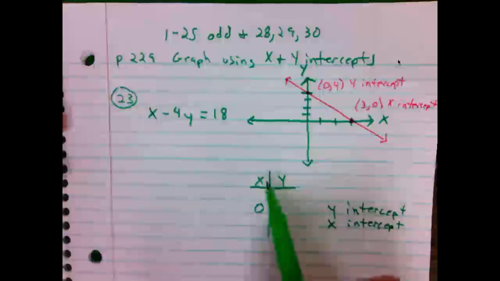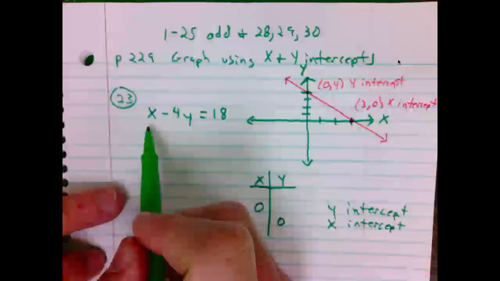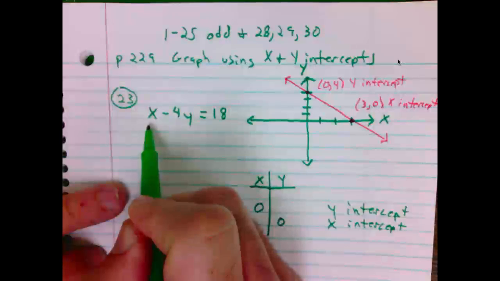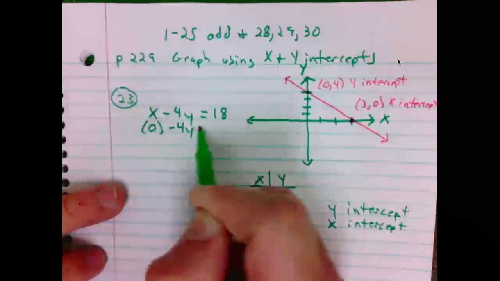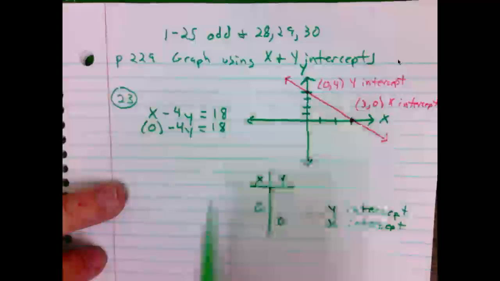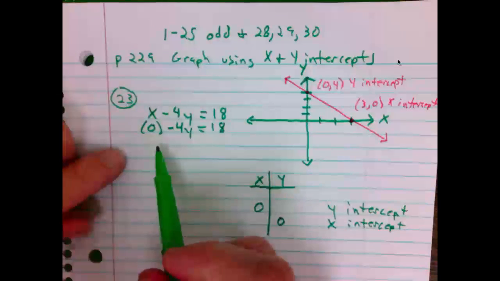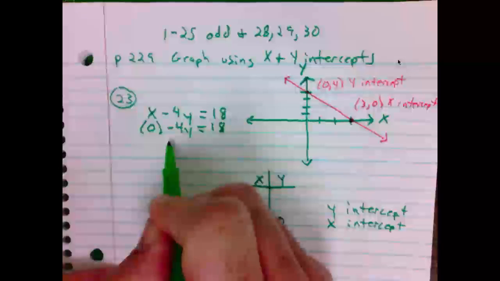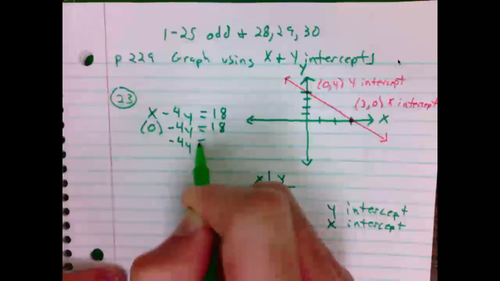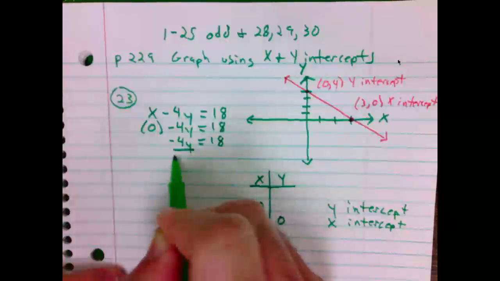Okay, I will begin by substituting 0 in place of x. So this equation becomes 0 minus 4y equals 18. Well, you can already see the value of this procedure because when we substitute 0 here, it simply eliminates this term. We're left with negative 4y equals 18. Solving for y, I'll divide by negative 4 on both sides.